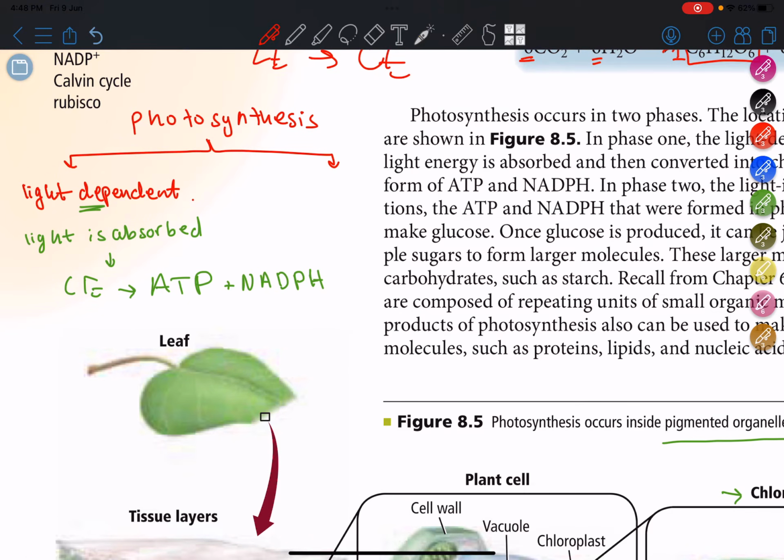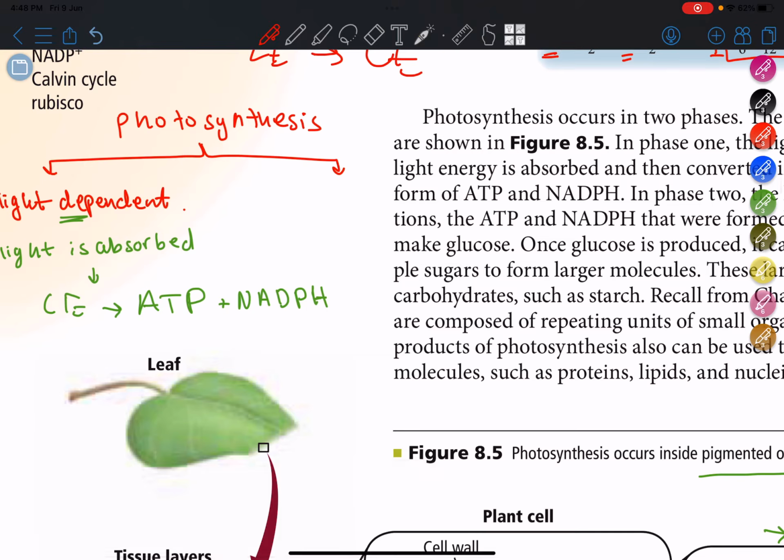Now, the second phase of photosynthesis is called the light independent phase.